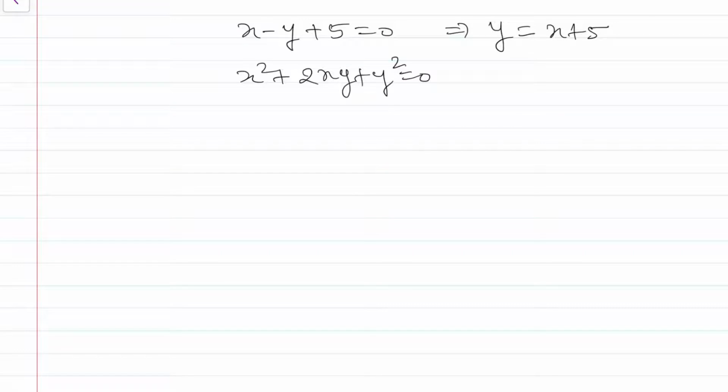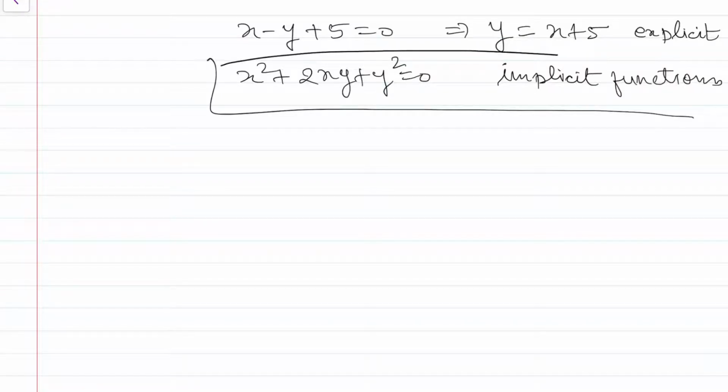So the functions where the value of y is given in terms of x or can be found in terms of x are called explicit functions, and where the value of y cannot be found in terms of x are called implicit functions. So this is an implicit function and the first one is an explicit function. Now let us see how to find the derivative of the implicit function. Let us see the first example.